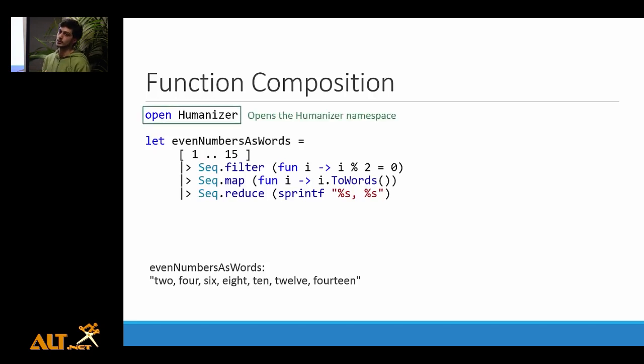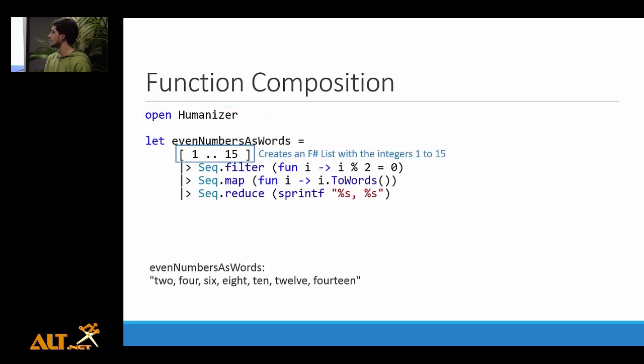The first thing we do is open the Humanizer namespace. Now, Humanizer is an open source library that does the integer to English word conversion. What we then do is create an F# list that contains the numbers 1 to 15. So that 1..15 is the syntax for a sequence expression. That's going to generate for us numbers 1 to 15, and because we've got it in the square brackets, they're going to get put inside an F# list for us.